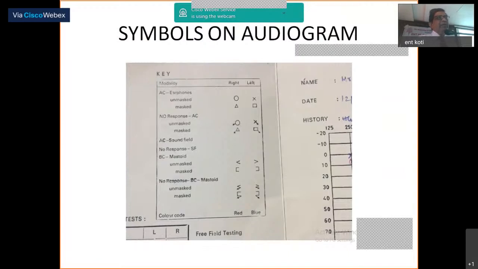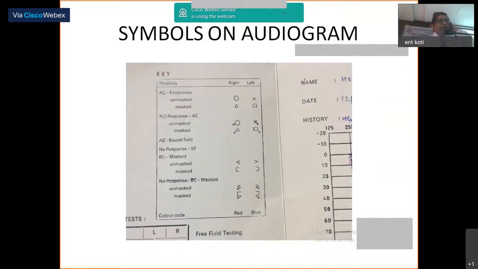On the mastoid, the vibrator is kept and we conduct this type of sound, masked and unmasked. Unmasked sound pointing to the right ear is a bracket, and pointing to the left ear is the opposite bracket. So imagine it like this: this bracket is for the right ear, this bracket for the left ear. That is how it is easy to remember.